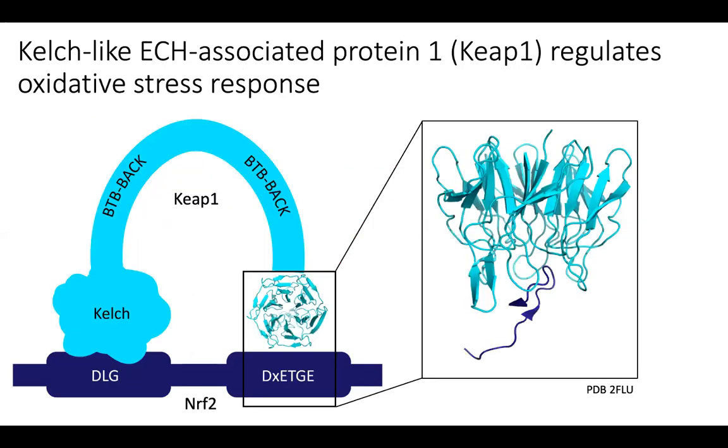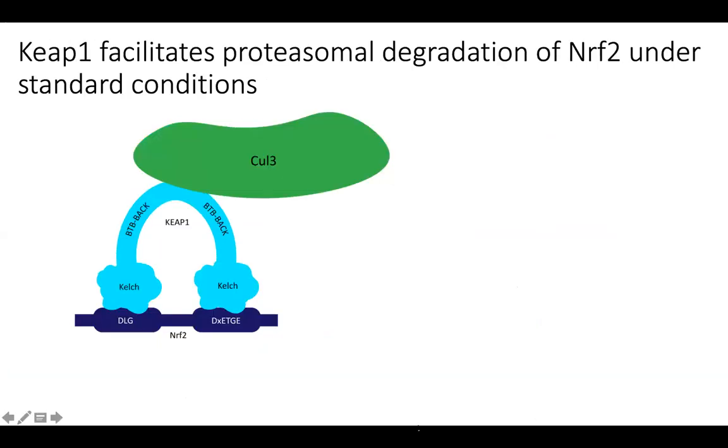Kelch-like ECH-associated protein 1, or Keap1, is a major regulator of the body's response to oxidative stress. Under conditions without oxidative stress, Keap1 forms a homodimer via its bric-a-brac, tram-track, and broad complex, or BTB domain, and then with its two Kelch domains binds two separate motifs of transcription factor nuclear factor erythroid 2-related factor 2, or Nrf2. Shown here is the structure of the Keap1 Kelch domain, which I expressed and purified in all of the studies I'll mention in this presentation.